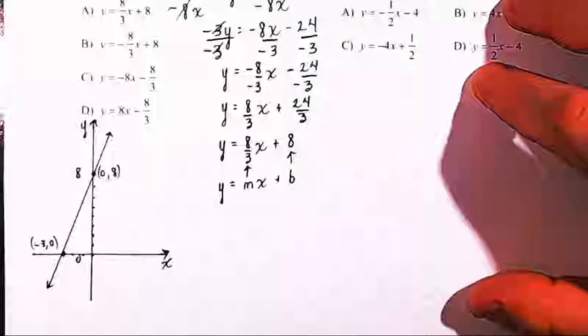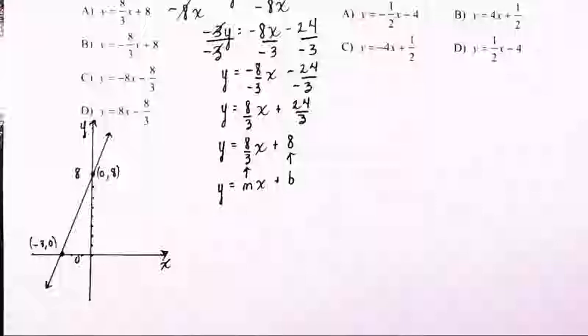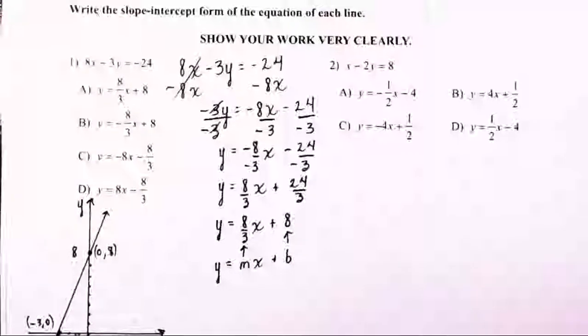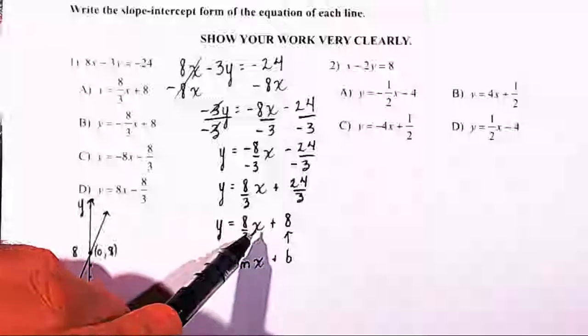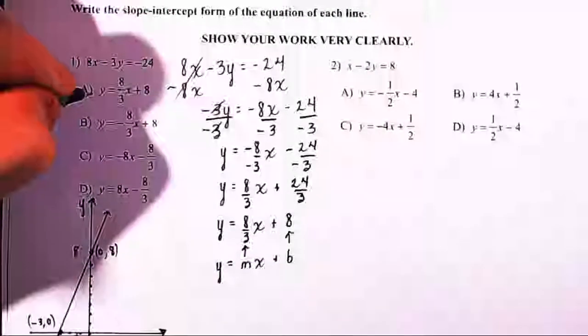Okay, and this has a slope of 8 thirds. That's a positive slope. So this wasn't required by the question, but I think it's important that we know how to do that. So now what we'll do is we'll go to our answer choices and find 8 thirds x plus 8, and that's answer choice A.